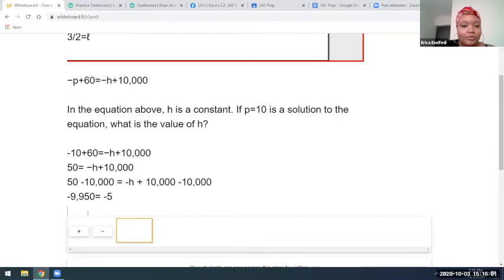So what do we do next? Divide by -1 on both sides because there's an invisible 1 for the negative h. Yeah. So we're going to divide by -1.